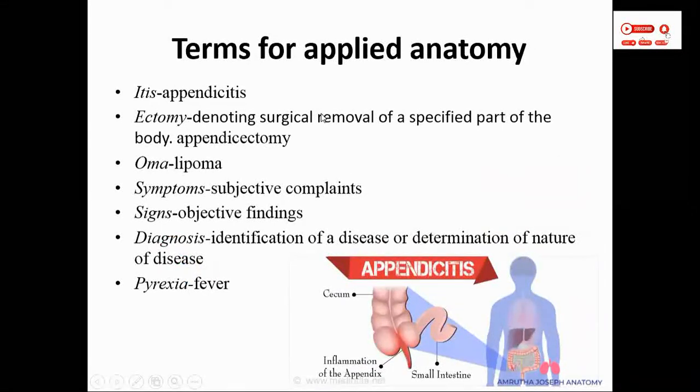Now, some other terms which are used in anatomy as well as on the clinical side. Itis is a term which is used for inflammation. So appendicitis: appendix is an organ which is a part of the large intestine. If it is inflamed, this is called appendicitis. Ectomy denotes surgical removal of a specified part of the body. So if the appendix is inflamed, it has to be cut and thrown. That is appendicectomy, removing. Oma means a growth. So lipoma is a growth actually.